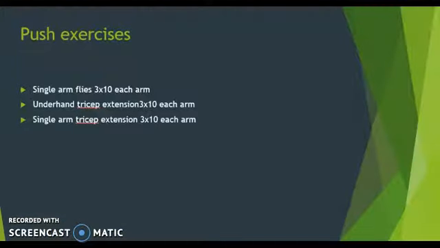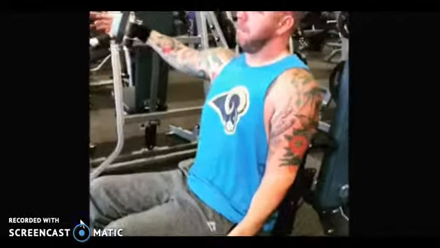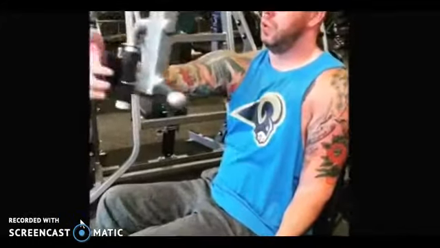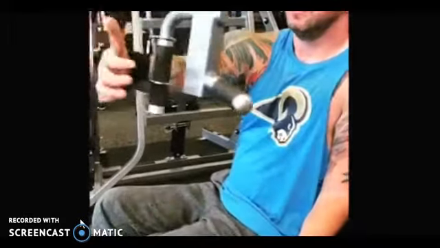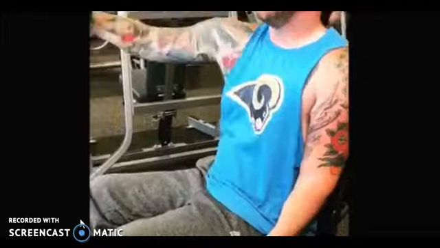Now working on push exercises, we're going to work on single arm flies, 3 sets of 10 each arm. This works the chest and the triceps. Here we can see this man performing the single arm flies. It's a great way to isolate the chest. It doesn't hit so much on the triceps, but it's definitely a great chest workout.